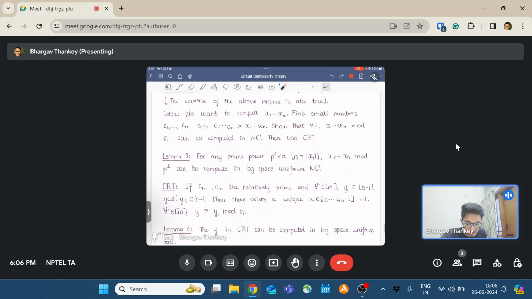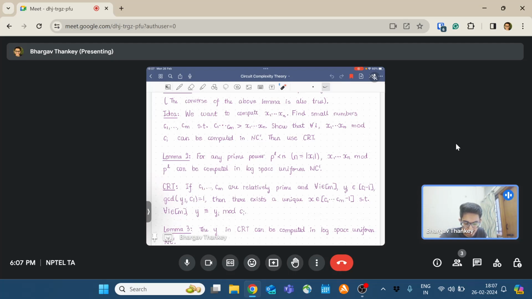Towards this, we first showed that for any prime power p to the L, strictly less than n, where n is the size of the xi, the product of x1 to xn mod p to the L can be computed in log space uniform NC1. So for the idea to work, we need ci over here, but right now we have just p to the L. And we'll slowly move towards ci from p to the L. But before that, let me recall the Chinese remaindering theorem.